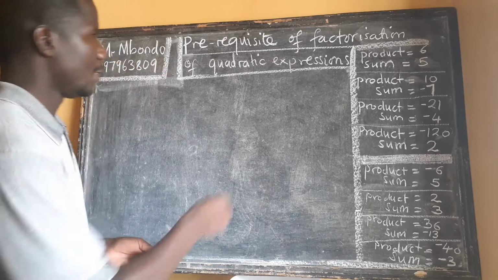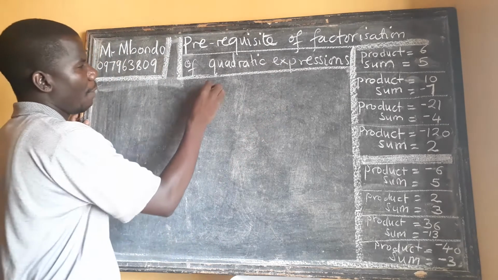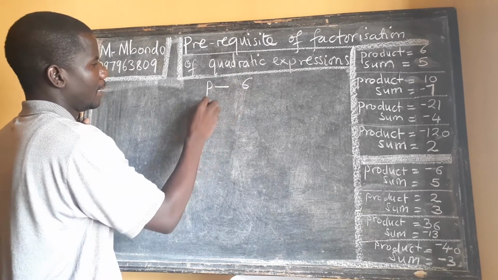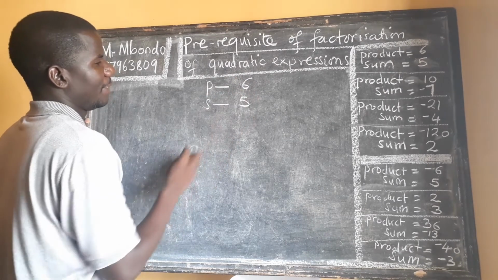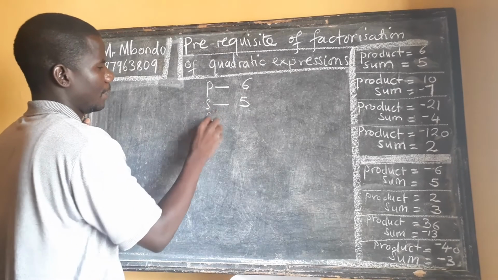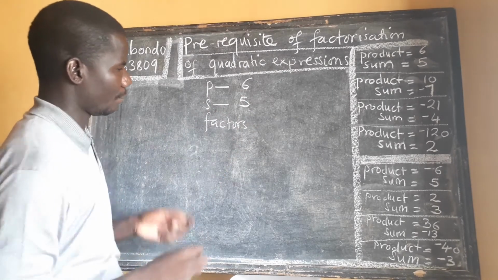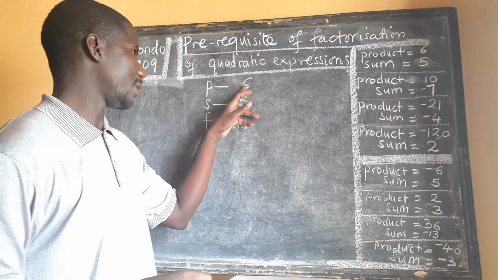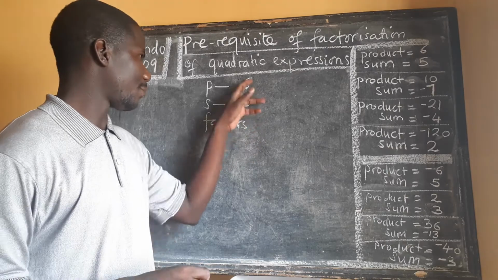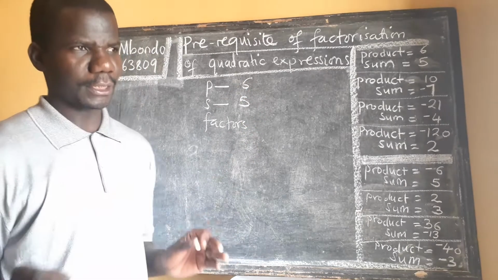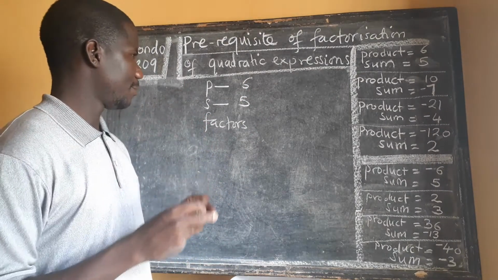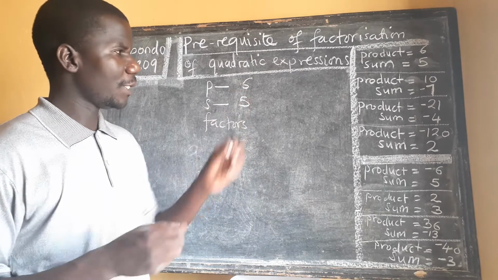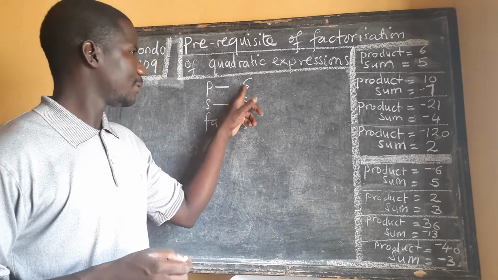What are we talking about? So for the first one, our product, which is P, is 6 and our sum is 5. Then we need factors. The factors of what? Factors of the product. And those factors have a special condition. When we add them, they should give us the sum, which is 5. So we need to look for the two factors of 6.